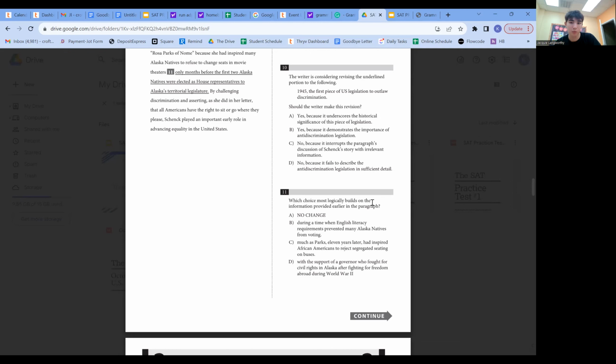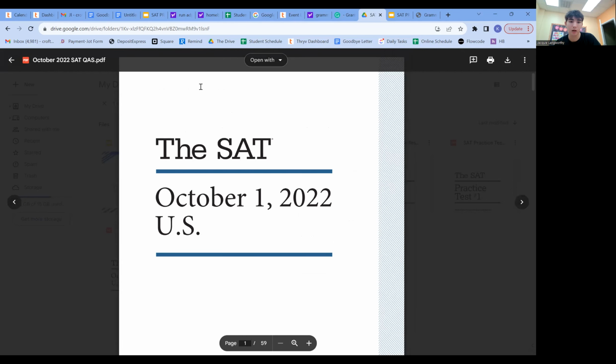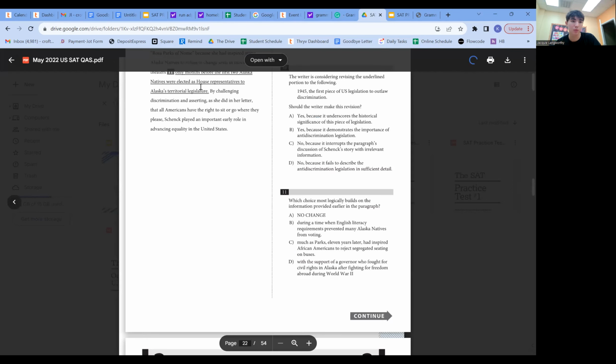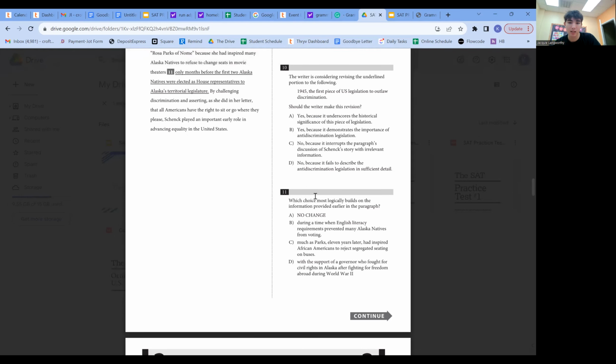Cool. What choice most logically builds on the information provided earlier in the paragraph? One sec, I just clicked the wrong button. Okay. The answer is going to be C, because it describes her as the Rosa Parks. It tells you why that's significant, in case you didn't know Rosa Parks, which everyone does though. So on to 12.